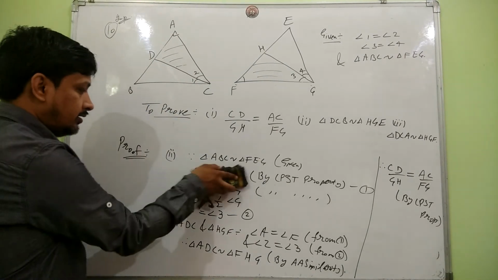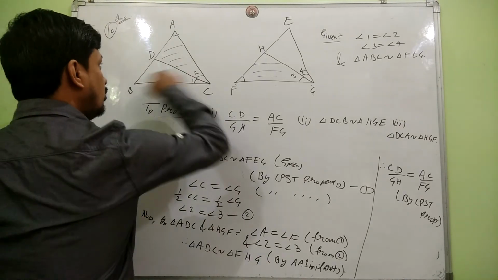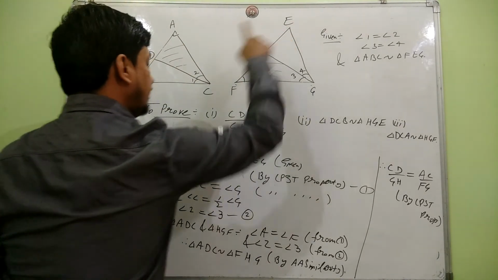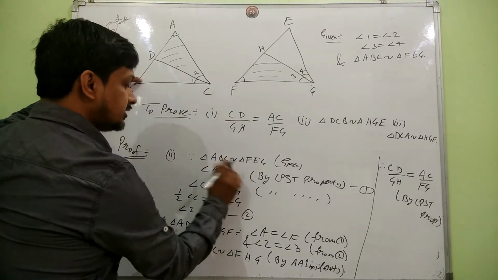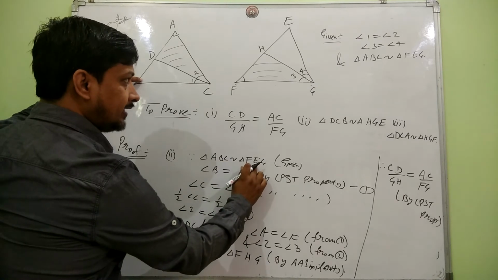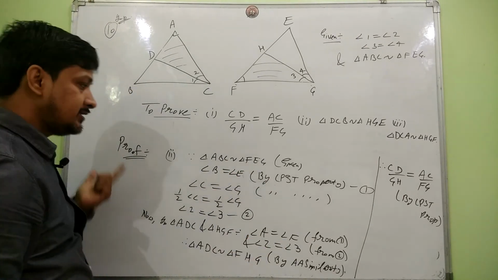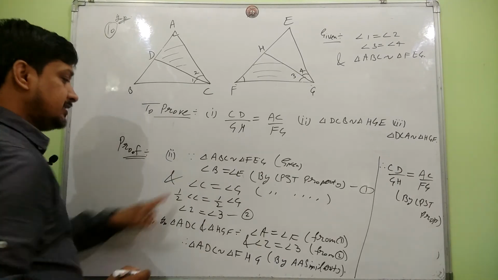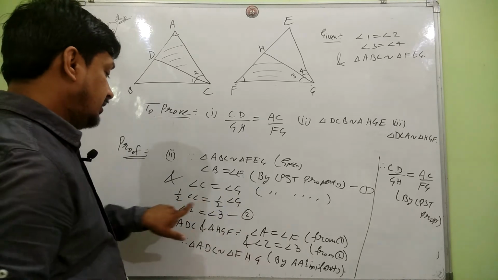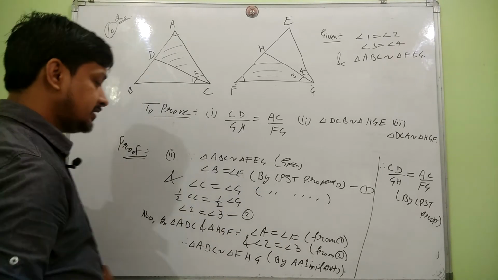So we have to just change this, because the whole triangle ABC is similar to the whole triangle. So we can obviously say angle B, which is on the second, corresponds to angle E by CPST property. Same as in the first part. Again, angle C is equal to angle G, so half of angle C will be half of angle G. These are both by CPST property.